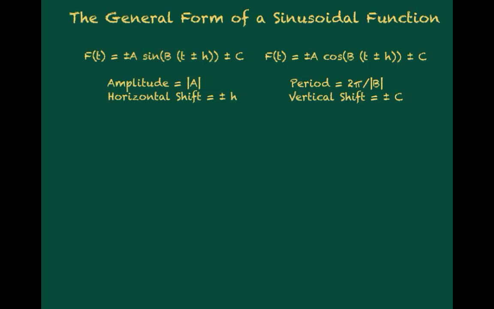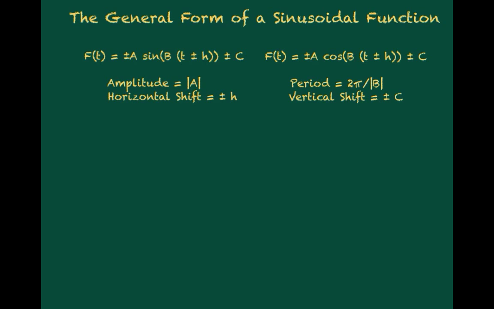Okay, so let's deconstruct this a bit and talk about it, especially in terms of what we talked about in the last section, where we were shifting functions. The amplitude, which is again half the height of the wave, is going to be the number in front. It's going to be the absolute value of a.